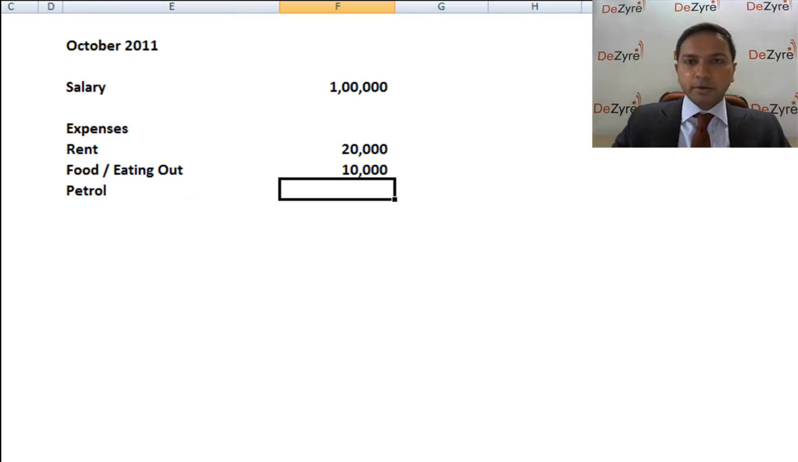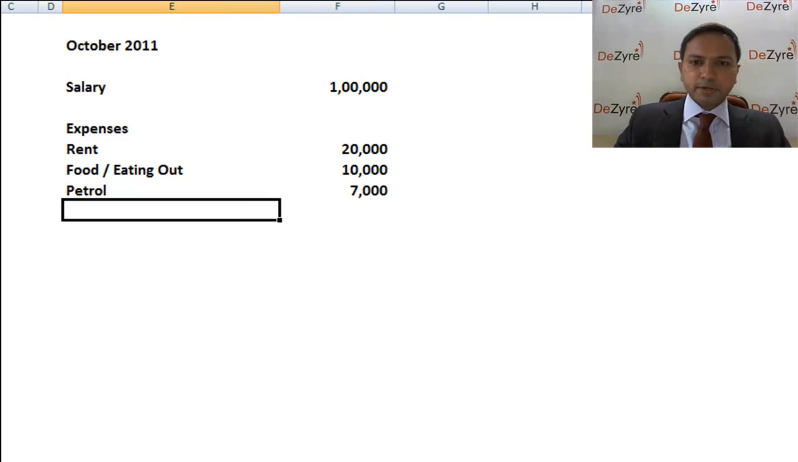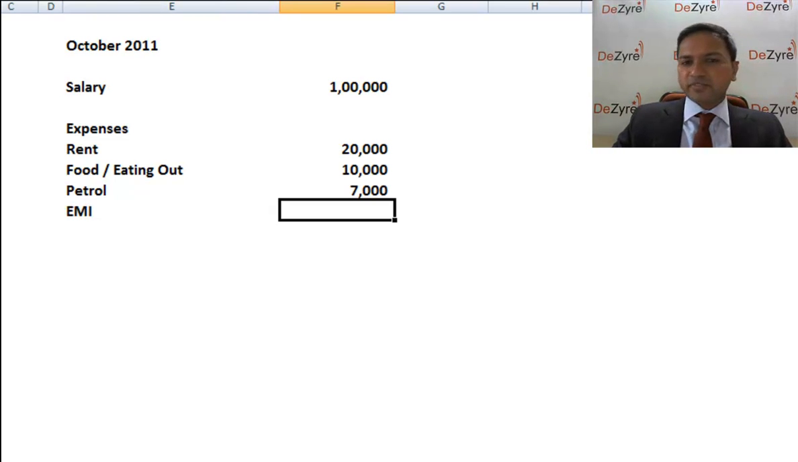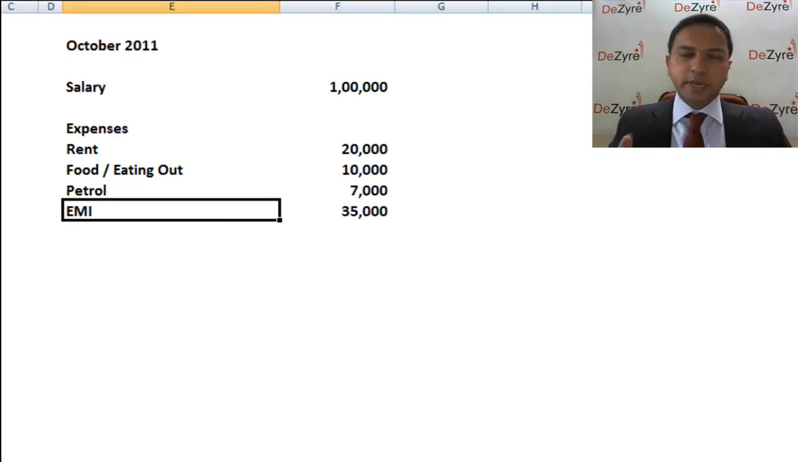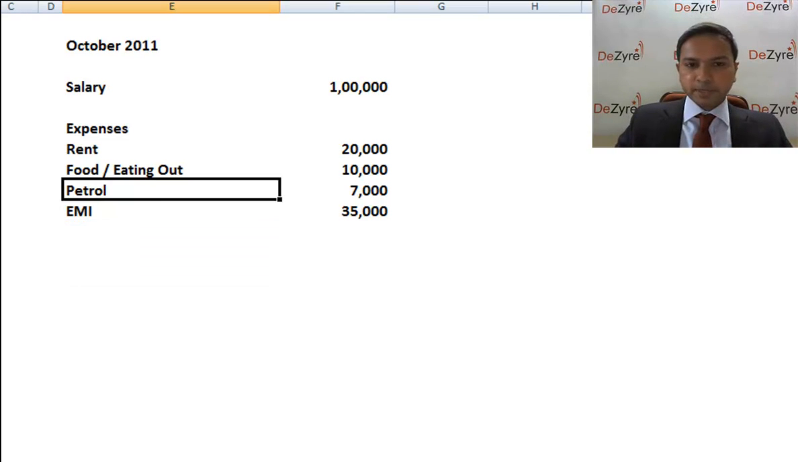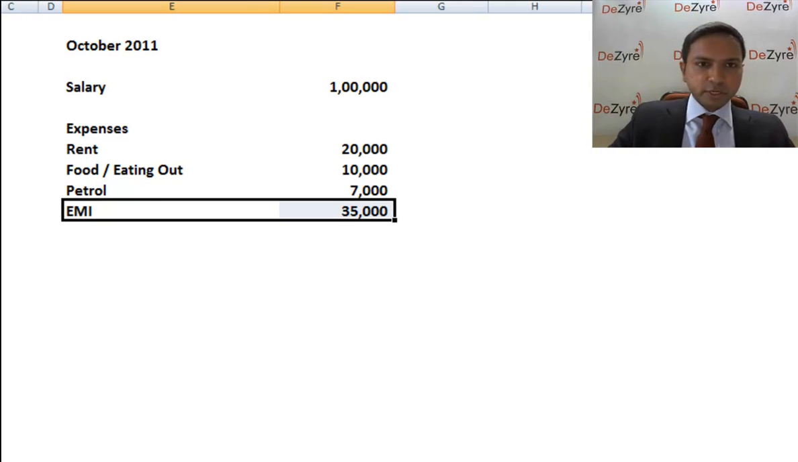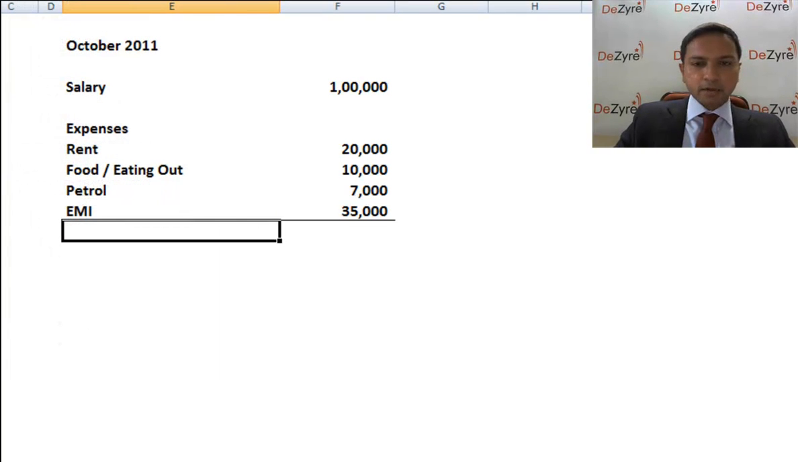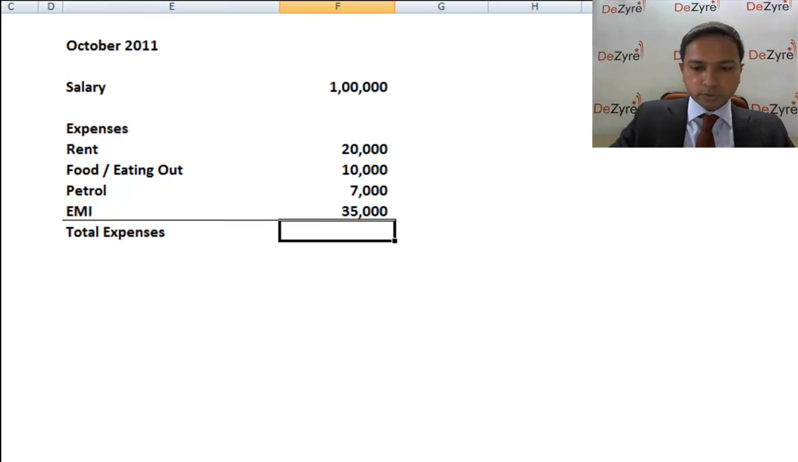Petrol, especially now given all the price hikes, you probably spend 7,000 rupees on petrol. And let's say you also bought a flat recently and you're paying down the loan on that. You're paying 35,000 rupees as EMI. And obviously you get the idea, right? There's going to be more expenses down the line. But for the purpose of this, we're just going to stop right here and calculate your monthly expense for October 2011. There you go. 72,000 rupees is your monthly expense in October 2011.